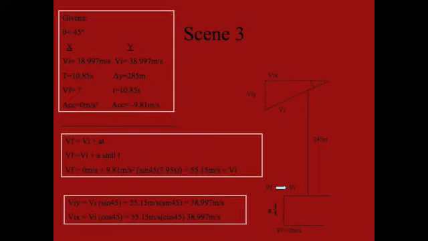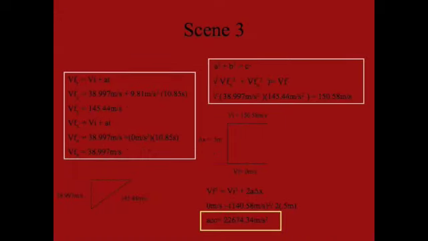We then manipulated the first equation to solve for the final velocity of y, getting 55.15 meters per second. We took this and solved for the VIY and VIX using sine and cosine. The final velocities that we got now became the initial velocities.